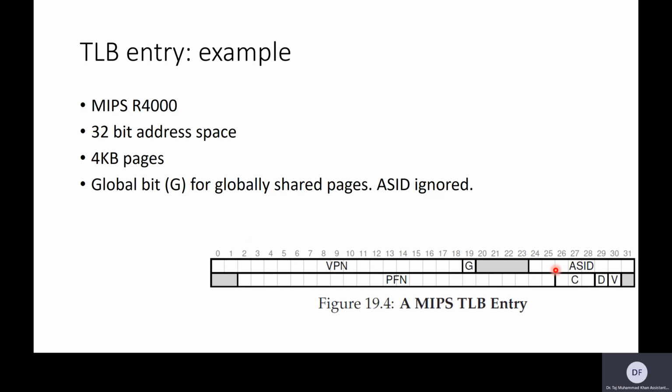And there are some other bits. V is the valid bit, which says whether this particular entry is valid or not. D is the dirty bit, and the global bit is 1 for all the pages that are shared between different processes. If the global bit is 1, then the ASID bits are ignored because this page is common to all the processes. So this is an example of a real-life TLB.